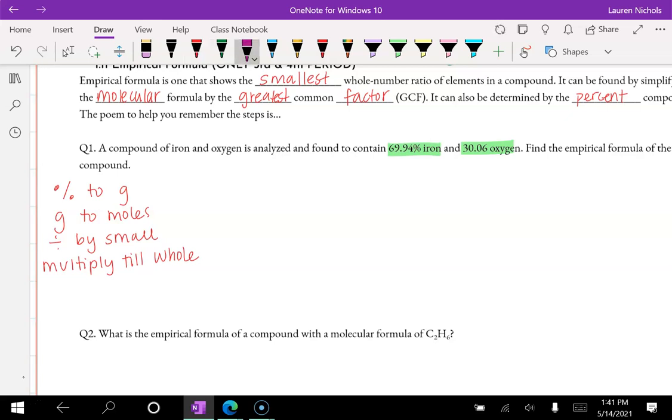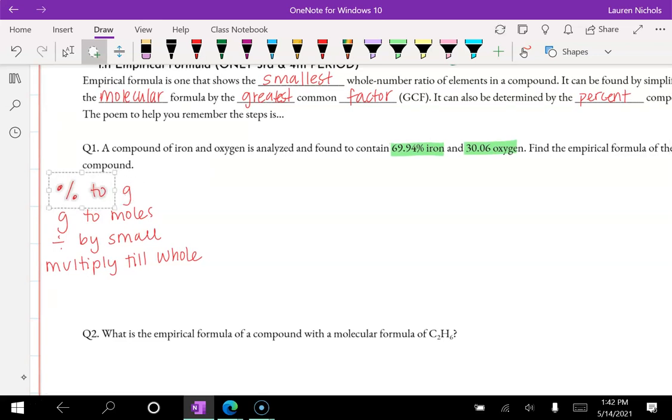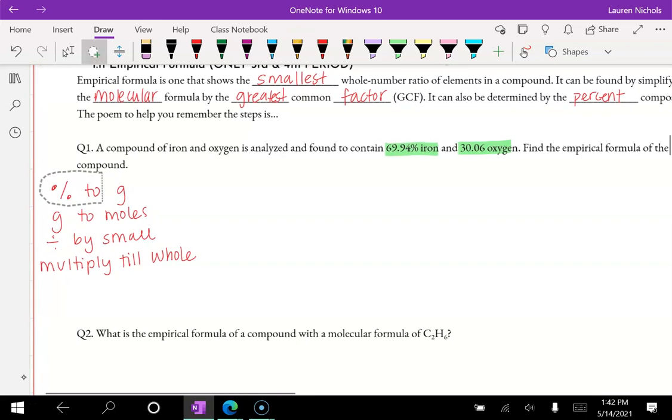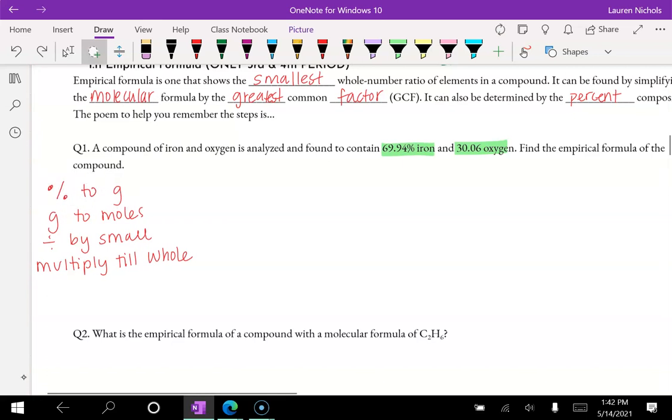The way you change your percent signs to grams is you assume 100 grams. So 69.94% of 100 is 69.94. So you literally take, if you write down, which we'll actually make these all different colors, step number 1 we'll do in purple. So purple is going to be step 1.